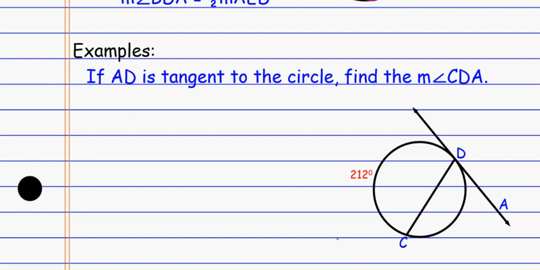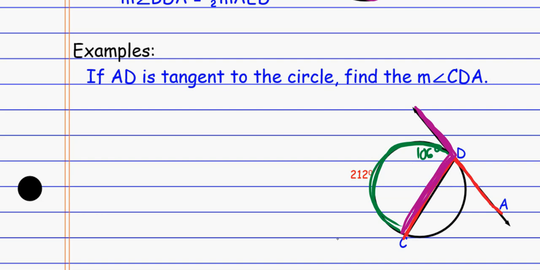For example, if I look at this one, it says that if AD is tangent to the circle, find the measurement of CDA. There are two ways that I can approach this. The first option is I could ignore CDA and look at this angle right here, this angle in purple. The arc that's inside of that angle is 210 degrees, which means the purple angle has to be half that measurement, which is 106 degrees. So this guy right here has to be 106 degrees.